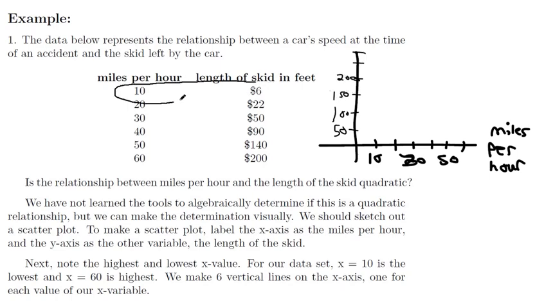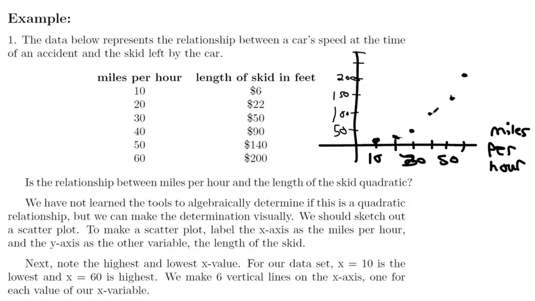Okay, and here's how you plot this first dot. You go to 10 on the x-axis and 6 on the y-axis. And it's a sketch, so you're just making a guess. 6 is really low, right? This is 50, so 6 is probably right down here. So here's 20 on the x-axis, 22 on the y-axis. We're a little bit below halfway there. 30 on the x-axis, 50 on the y-axis, that's right here. 40 on the x-axis, a little bit under 100, so that's right here. 50 on the x-axis, 140 on the y-axis, and 60 on the x-axis, 200 on the y-axis.